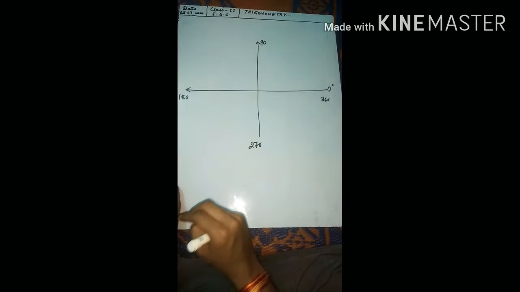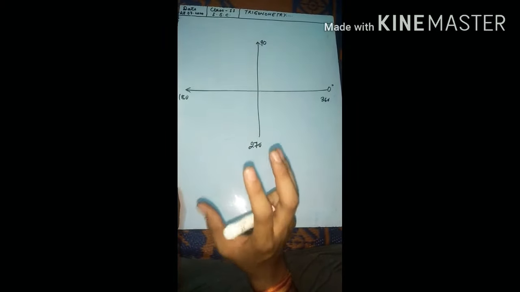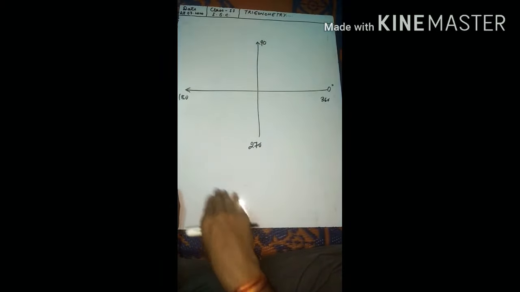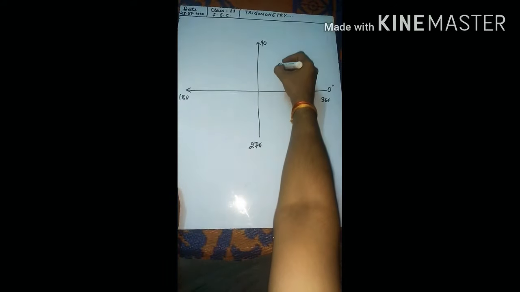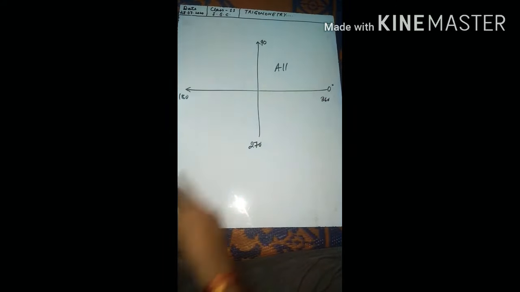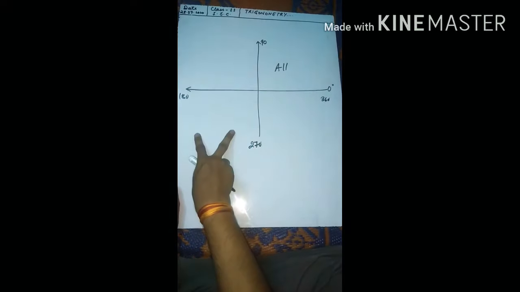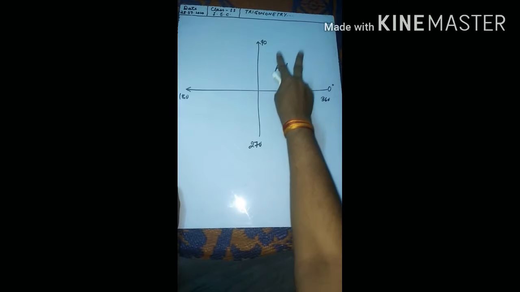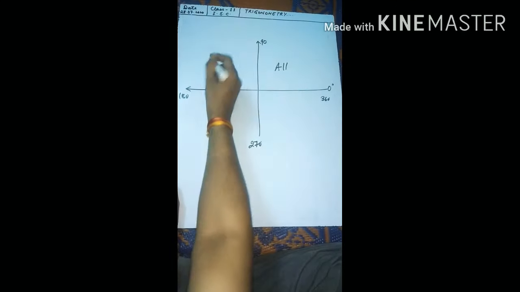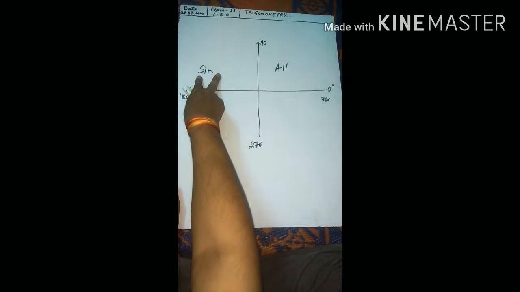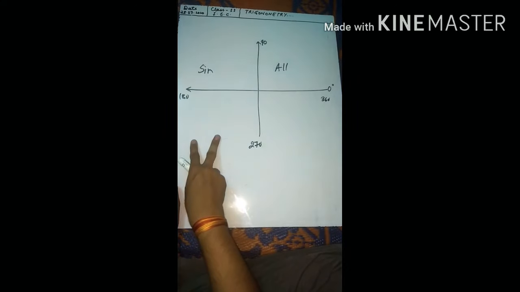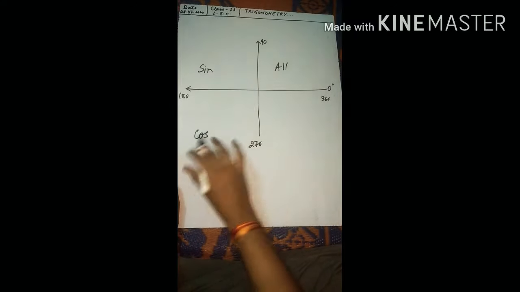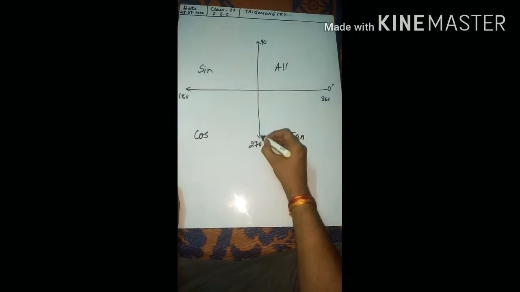Now second thing, you have to remember one thing, that all the 6 trigonometric functions are positive in this quadrant. This is first quadrant, second quadrant, third quadrant, fourth quadrant. So all the trigonometric functions are positive here. Okay, and here only sine function is positive in the second quadrant. In the third quadrant, only tan function is positive. Okay, and in this the cos function is positive.